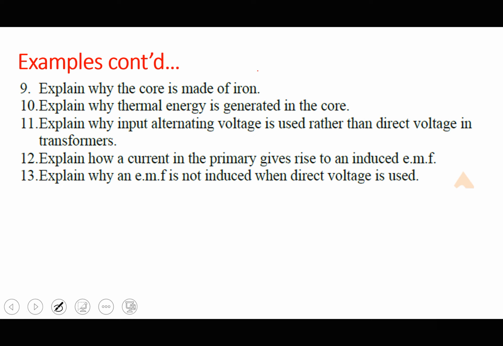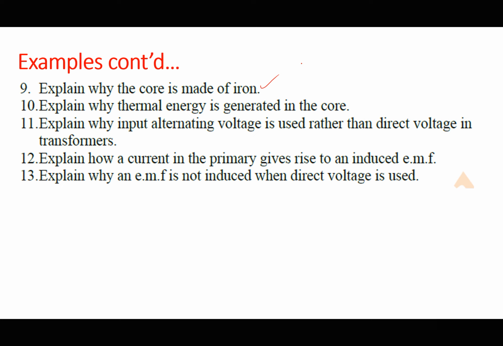Lastly, you should be able to explain why the core is made up of iron. And many people, when they are asked why the core is made up of iron, immediately say iron is a good conductor. But that is not really the most important explanation. The purpose of the soft iron core is to concentrate the magnetic flux linkage, and iron can easily be magnetized and demagnetized. That's why we call it soft iron.